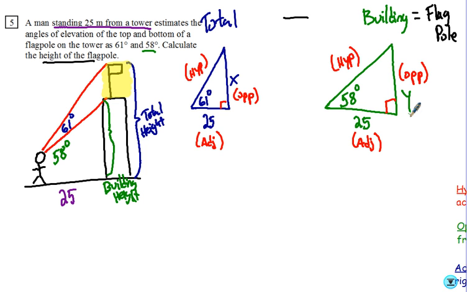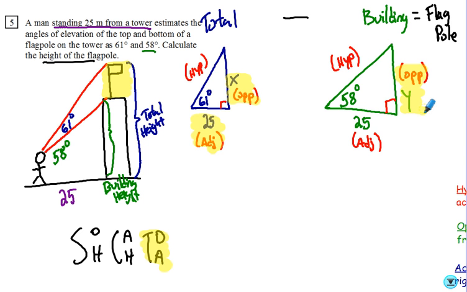So let me pull out my SOHCAHTOA. Let's see what we're going to use. So for my total height, I'm working with the opposite, because that's what I'm looking for. And I'm working with the adjacent, because that's what I know. So opposite and adjacent, O and A, that means tangent. Oh, and it actually works out here. I'm looking for opposite, and I know adjacent. So I'm going to use tangent for both of these. The only thing that's going to be different is the degrees.